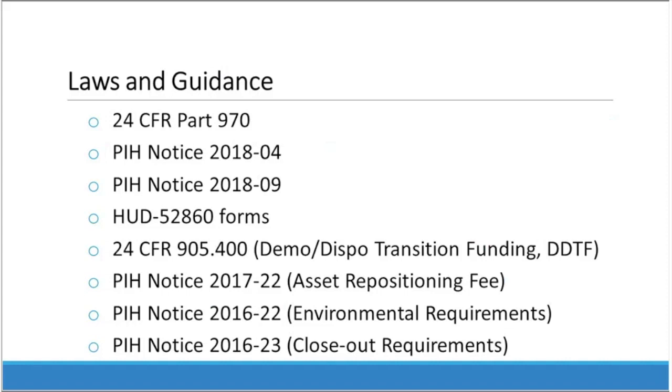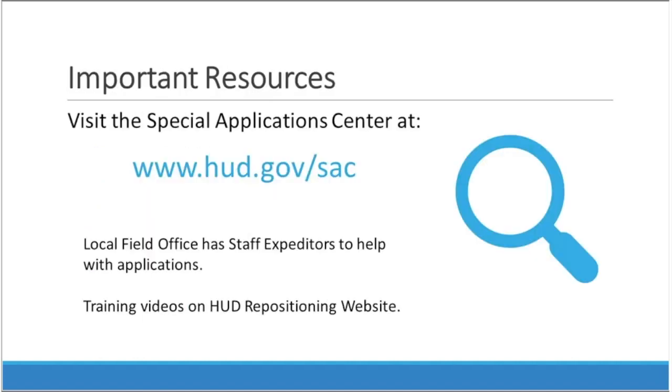This slide gives a nice collection of the relevant sections of the code, notices, and forms that relate to the stuff we're talking about today. So it's nice to check these out. There are also the links that come up when you go to the repositioning website. So there are several ways to get to that information. Again, the HUD SAC site is there, which we looked at earlier when I was sharing my screen.